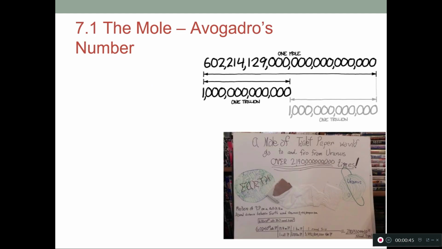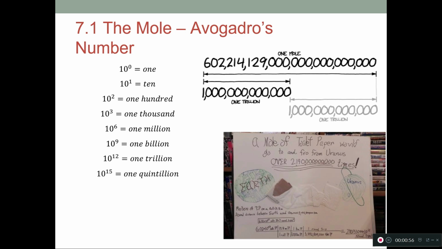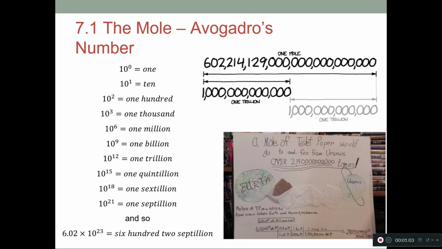very large number. And in fact, if we look at it this way, so if we have 10 to the 0, that's just 1, 10 to the 1 is 10, then 100, 1,000, a million, a billion, a trillion, a quadrillion, a quintillion, a sextillion, and 10 to the 21 is 1 septillion. So something on the order of 10 to the 23 would be on the order of 100 septillion. So the 6.02 times 10 to the 23 is 602 septillion.